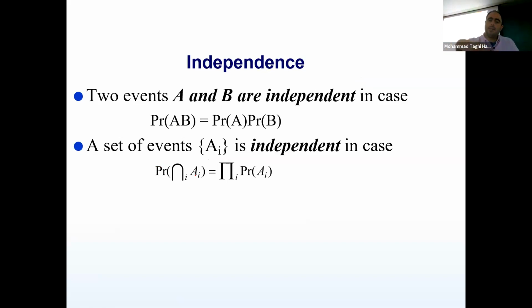This is the concept of independence. We say that two events A and B are independent in case the probability of AB is equal to the probability of A times the probability of B. If the set of events is larger, we say that they are independent if the probability of the intersection of all the Ai's is equal to the multiplication of the probabilities of the Ai's. This is the formula that I have mentioned. So I mentioned that product and intersection are the same.